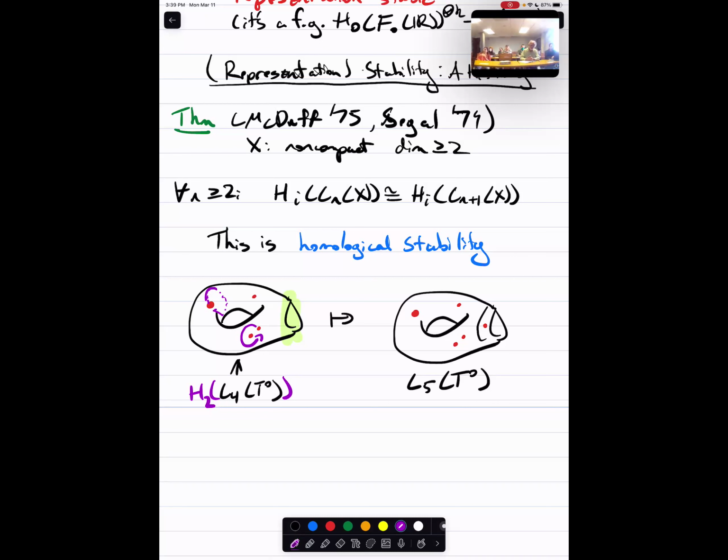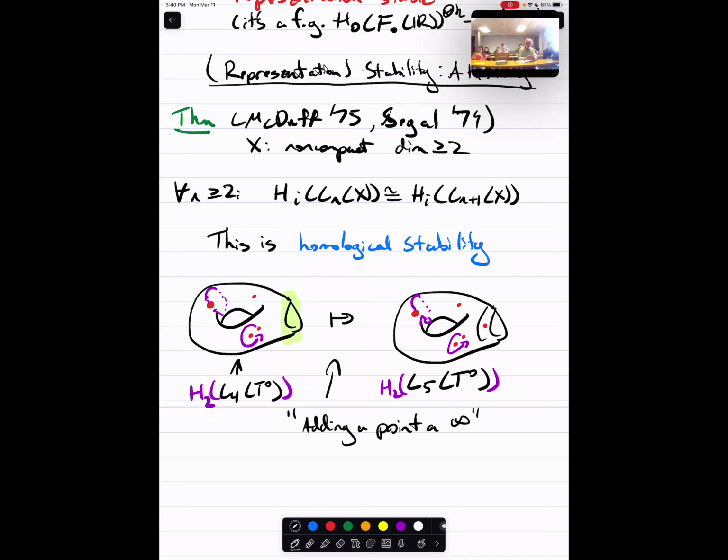Adding this point over here at infinity doesn't really do anything to this class in homology, because these classes don't really see what's going off at infinity. So this is going to give us the same class in the second homology of the unordered configuration space on 5 points. And this is going to be the map that gives us this stabilization. All we're really doing right here is adding a point at infinity.